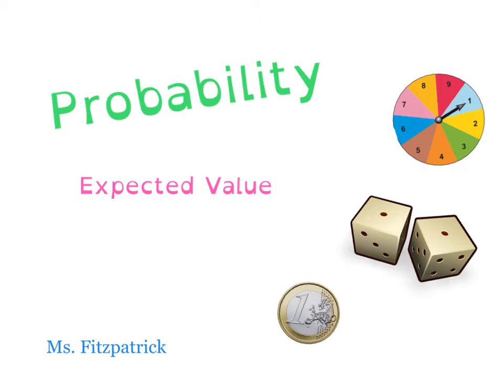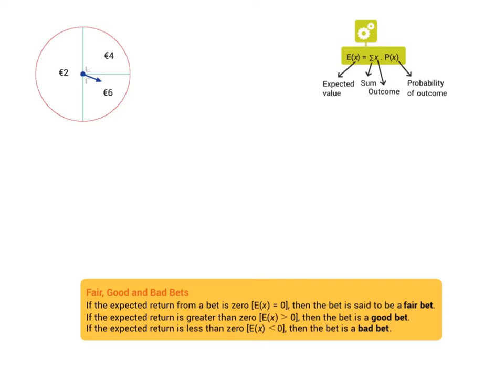This video is going to explore expected value. So let's take this example here. We have a spinner, and this spinner shows €2, €4 and €6, and we're told that we can bet €5, spin the wheel, and you win whatever amount the arrow is pointing to. Is this a good or a bad bet?